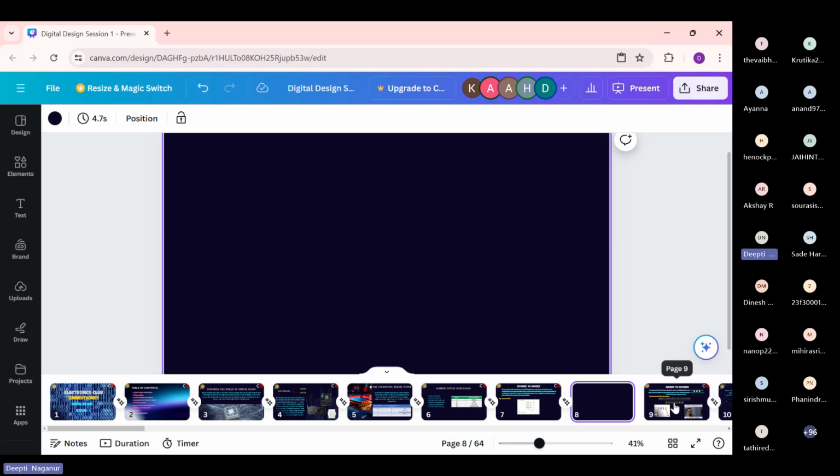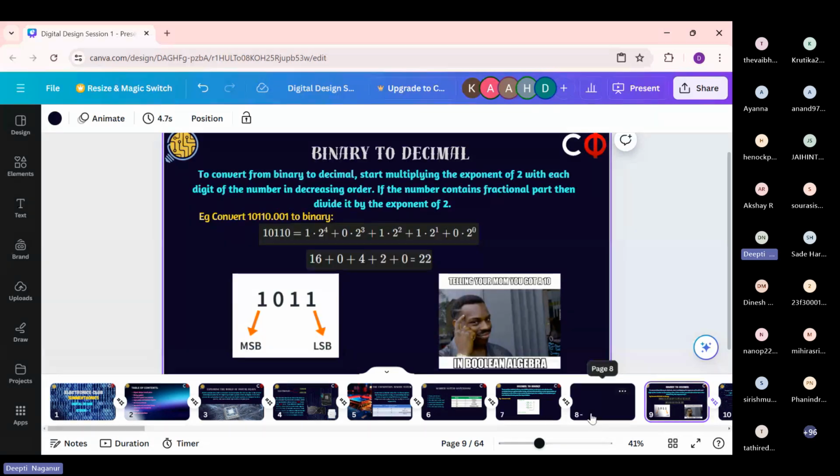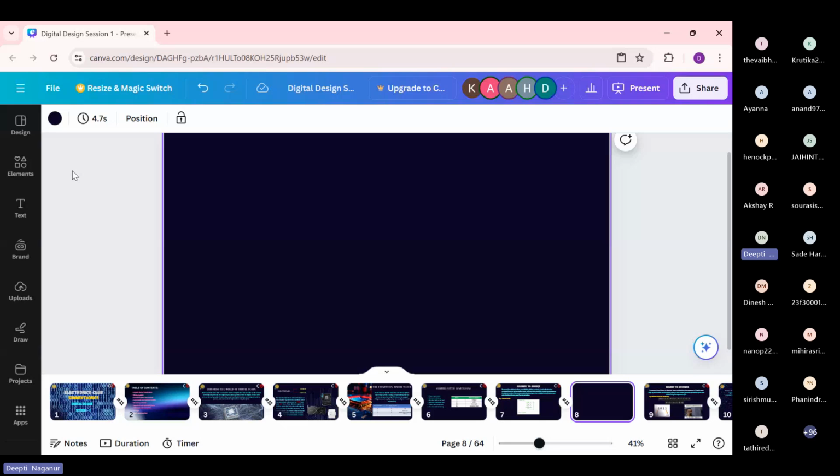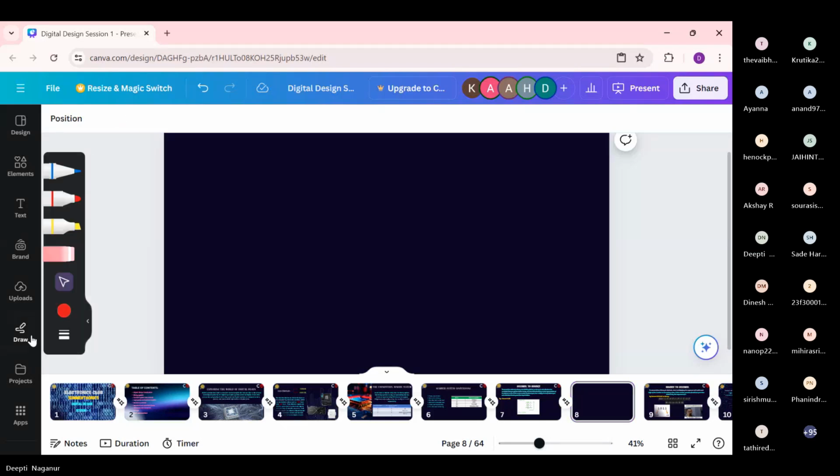So we have 10110. So how do you start this conversion? Let's convert it into decimal form. Pardon my handwriting. I don't have a stylus right now. I'm using my mouse. So please, apologies for that.